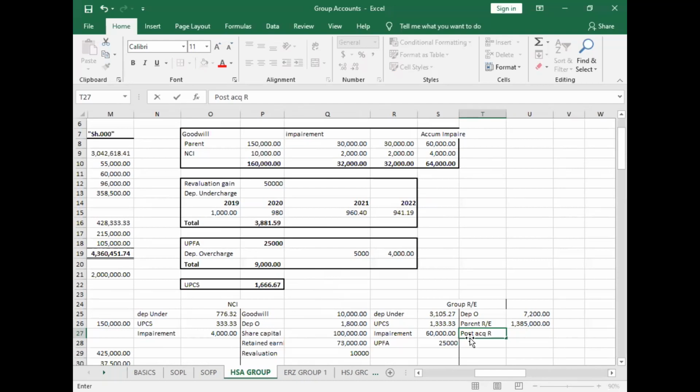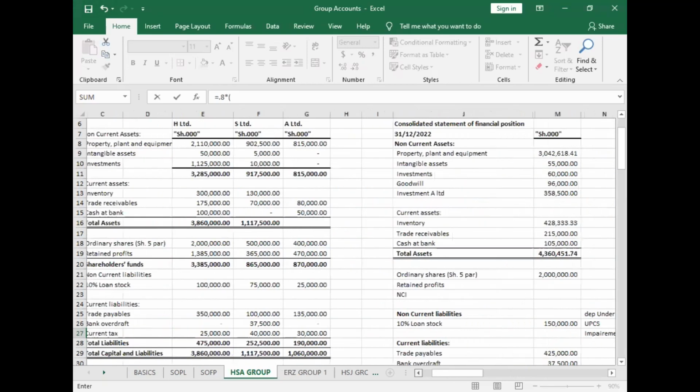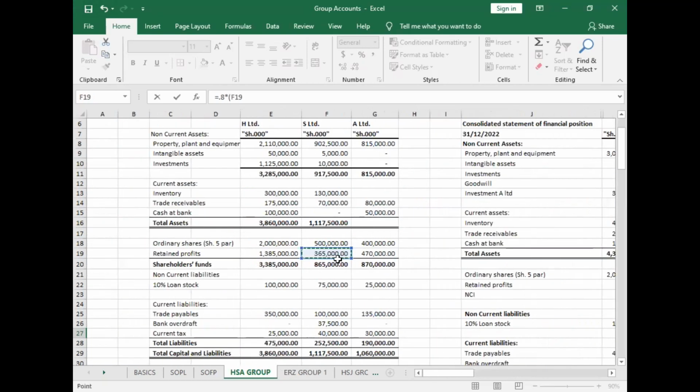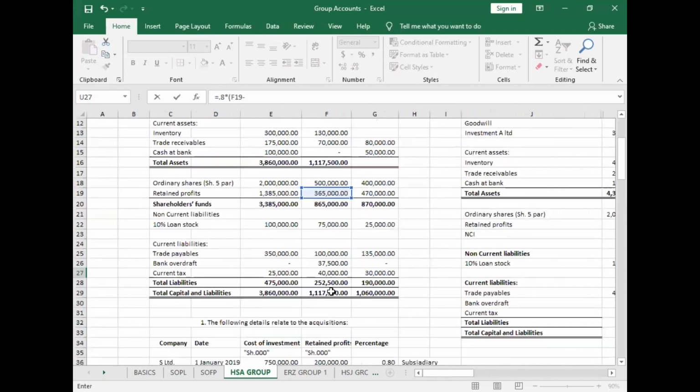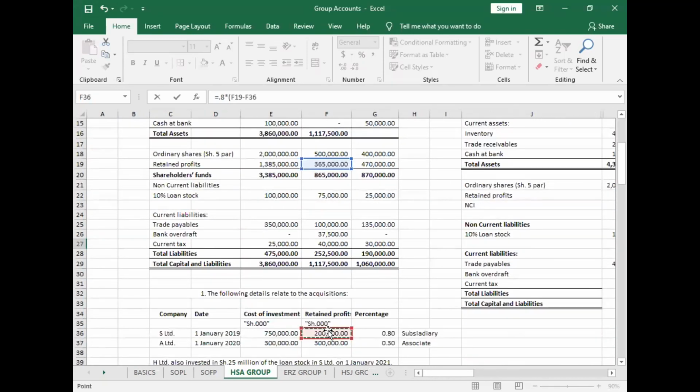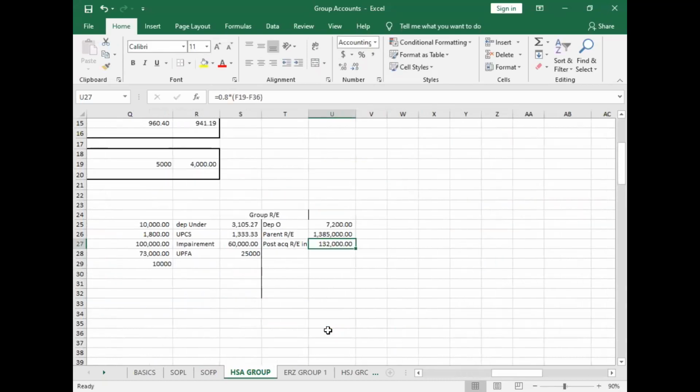Another thing that will enter there in the subsidiary, isn't it? I press tab, equal sign. So the percentage 0.8 you multiply by post acquisition, isn't it? So post acquisition, you'll open your bracket, and so it will be this value minus pre-acquisition of 200, isn't it? Then you close your brackets, control enter, control backspace to jump to the active cell.